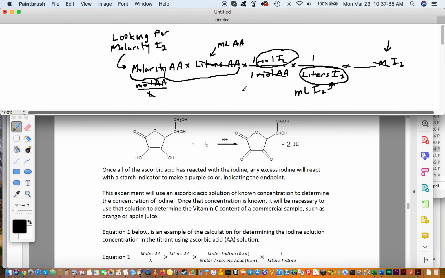So when we're looking for the second part, you've got to be thinking, well, what are we going to start with? Well, you're looking for the ascorbic acid, so you're going to be starting with the molarity of I2. So you've got to be thinking about that. And remember, look in the first step here for how you set up the ascorbic acid. It was molarity times the volume of ascorbic acid.